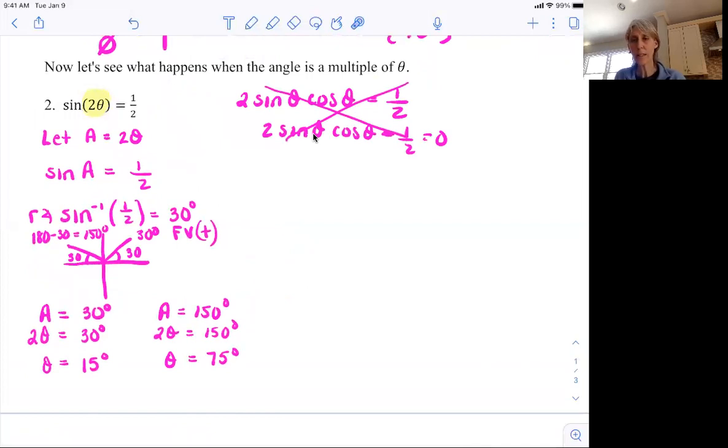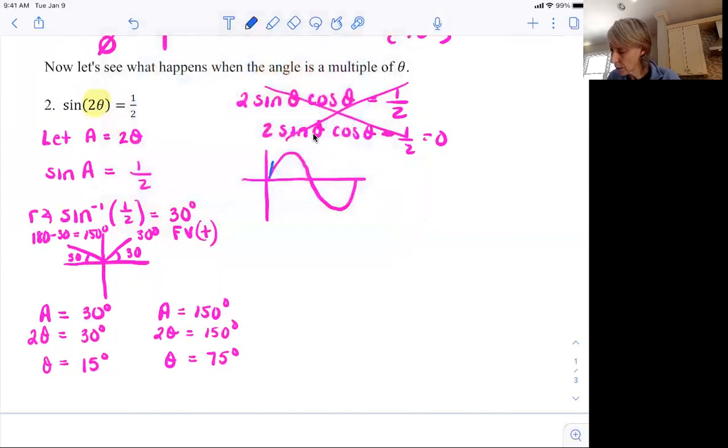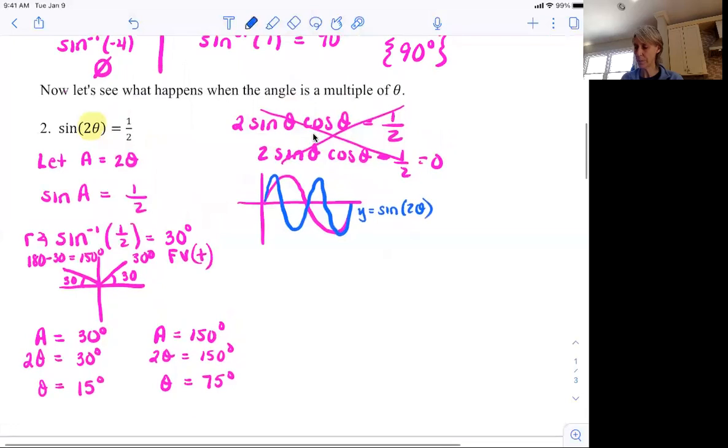Sine of 2 theta. If you remember from the last unit, sine of 2 theta is going to compress our sine curve. So instead of our sine curve being like that, it's going to kind of go like this, right? This is sine of 2 theta. So basically, we just found two solutions, okay, but we may have more because of our interval.